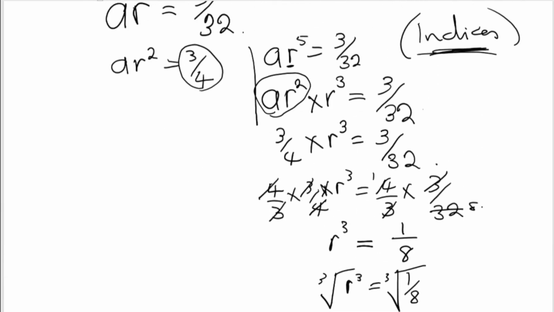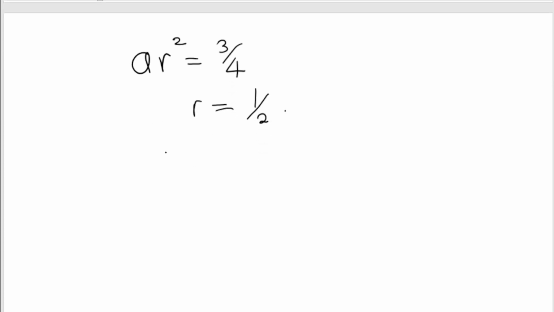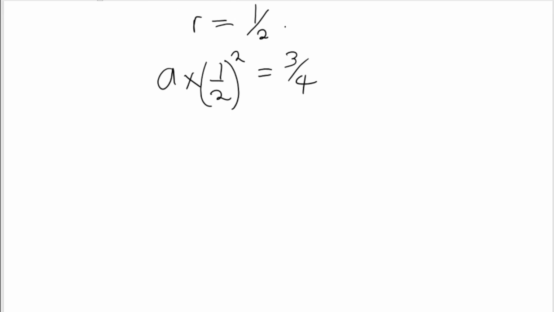So to find the first term, we are going to use this. Remember, we are given a r squared is equal to 3 over 4. But we've just calculated our r to be 1 over 2. So we substitute it there. So we have a multiplied by 1 over 2 squared is equal to 3 over 4. Okay. And so 1 over 2 squared is the same as 1 over 4. This is equal to 3 over 4.